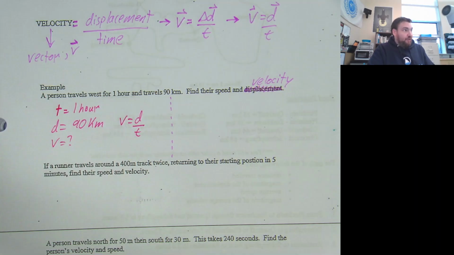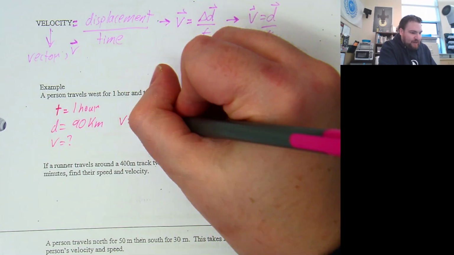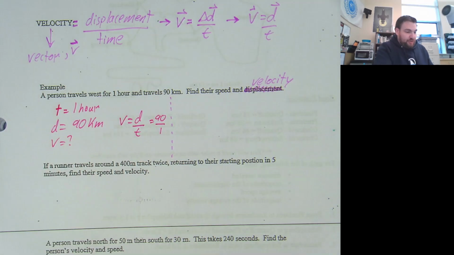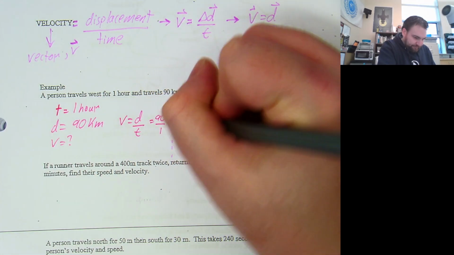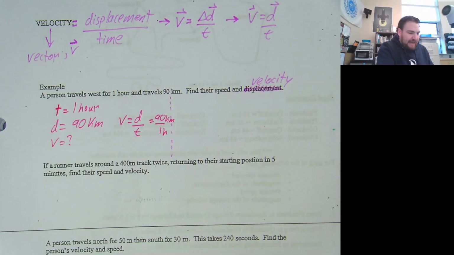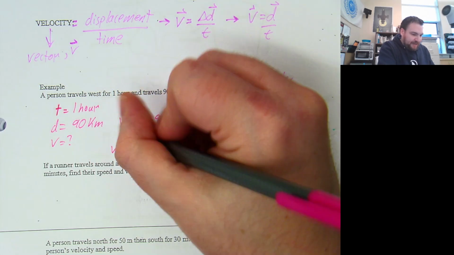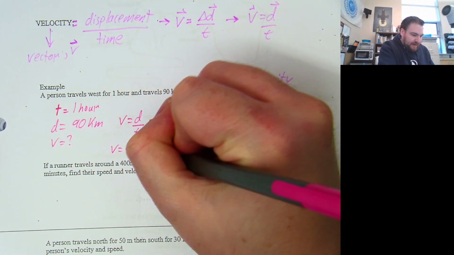I want to see you write out the formula, and then we're just going to plug in some simple values. It's 90 over 1. But let's plug in those units too. 90 kilometers divided by 1 hour means our speed is 90 kilometers per hour.